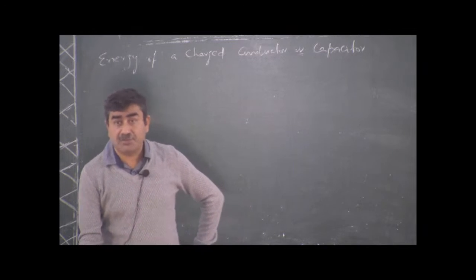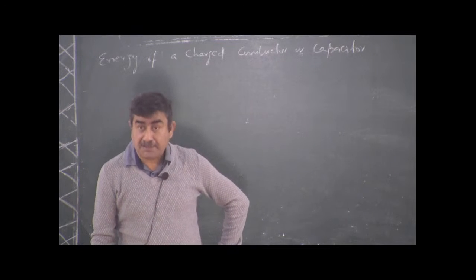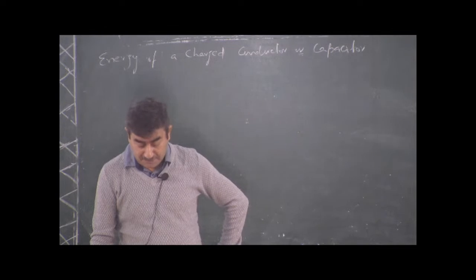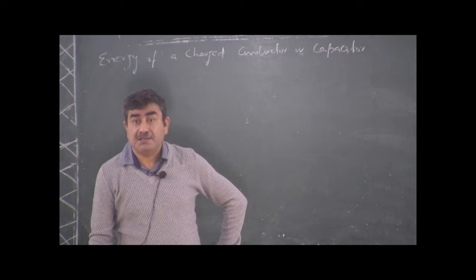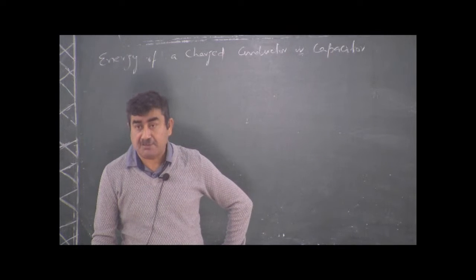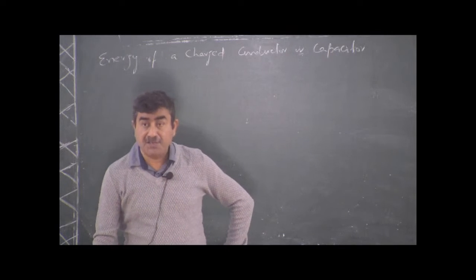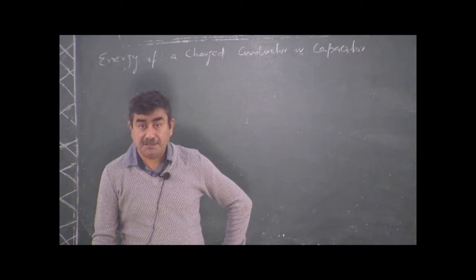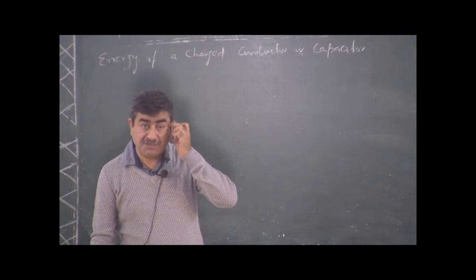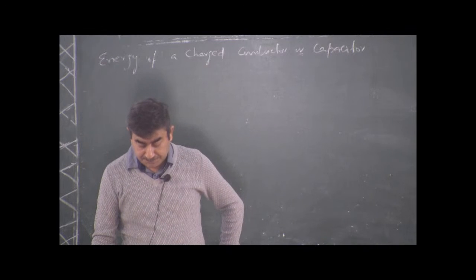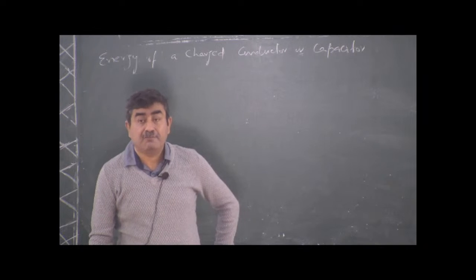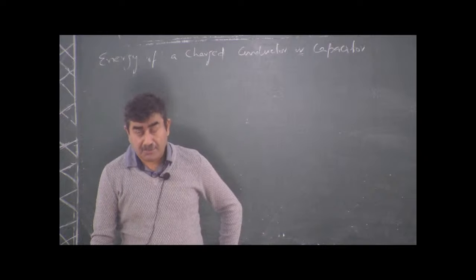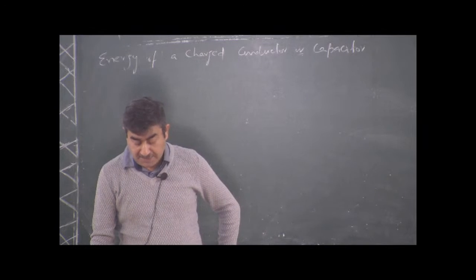This work is stored in the conductor in the form of its potential energy. The potential energy of a charged conductor or capacitor is equal to the work done in charging it from zero charge state or zero potential state. Suppose a conductor or a capacitor has capacity C.